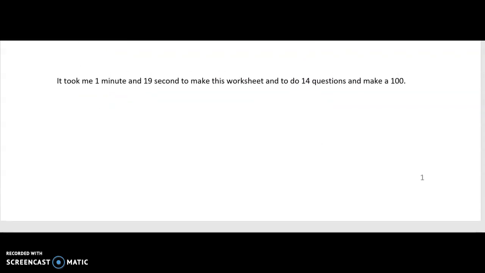And then I put this little check mark here. It took me 1 minute and 19 seconds to make the worksheet. That means cut and paste and type and everything else, and do 14 questions, and I made a 100 on it. So super duper easy lesson. Have fun.